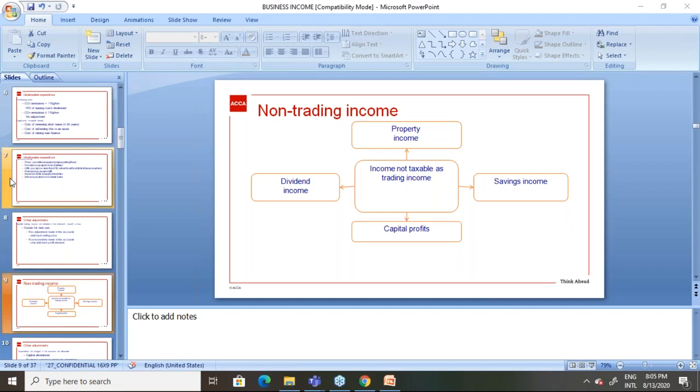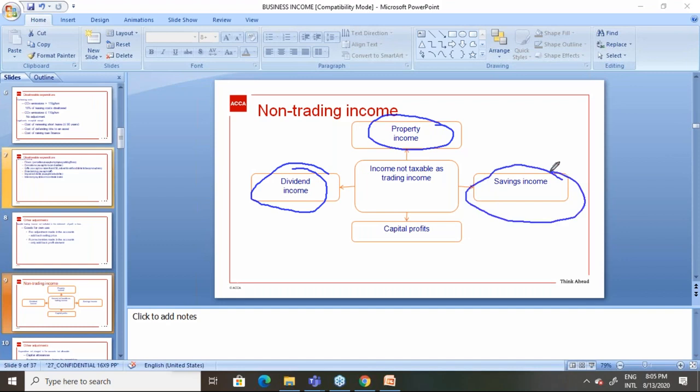It doesn't mean that they are not taxed. They will be taxed, but not under the heading tax adjusted trading profit. Here, the whole purpose is to calculate the tax adjusted trading profit. So if you have any income which is nothing to do with trading, you need to exclude them, but you will have to pay taxes on those non-trading income separately, such as property income, dividend income, savings income or interest income, and even capital gains.